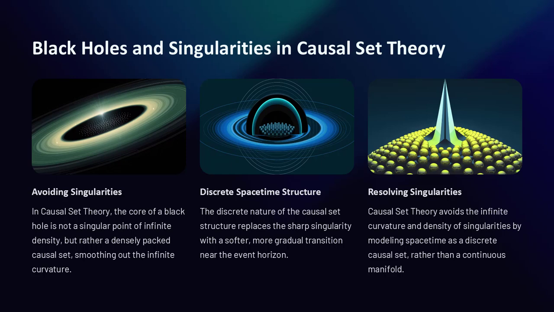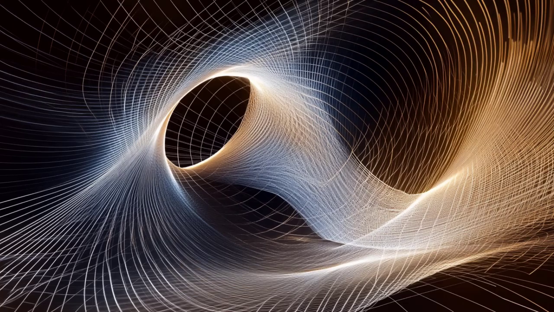Near the event horizon of a black hole, CST predicts a dense clustering of events, but no single point of infinite density, potentially resolving the singularity problem. It's like replacing the sharp tip of a needle with a cluster of tiny spheres. The dangerous singularity is softened by the discrete nature of the structure.